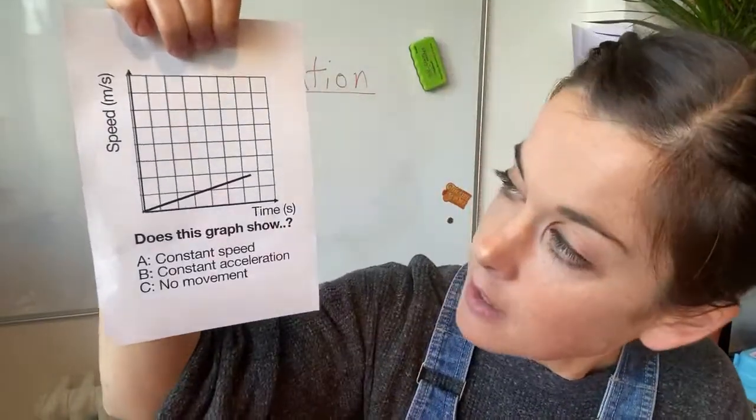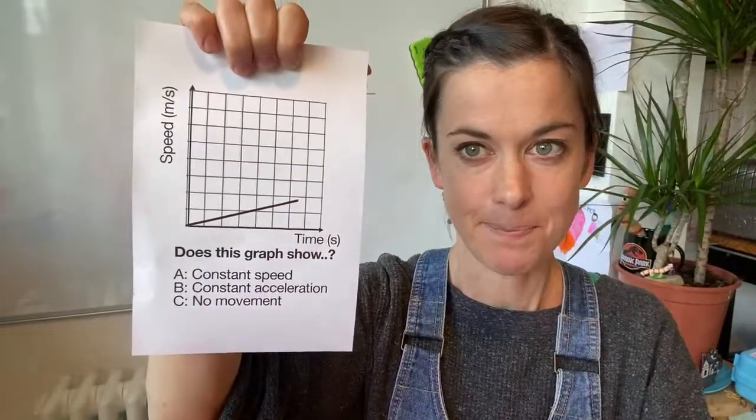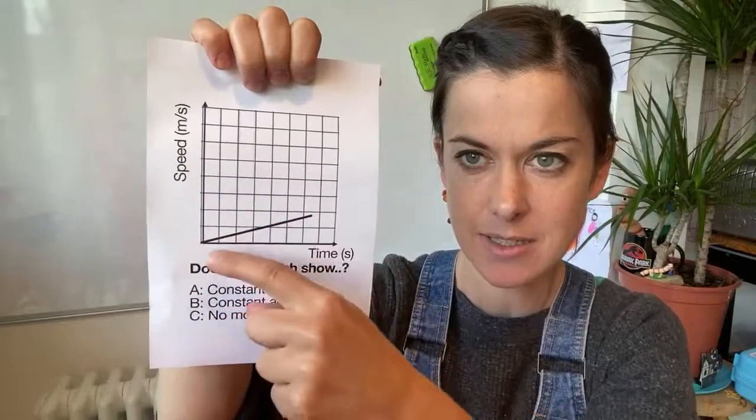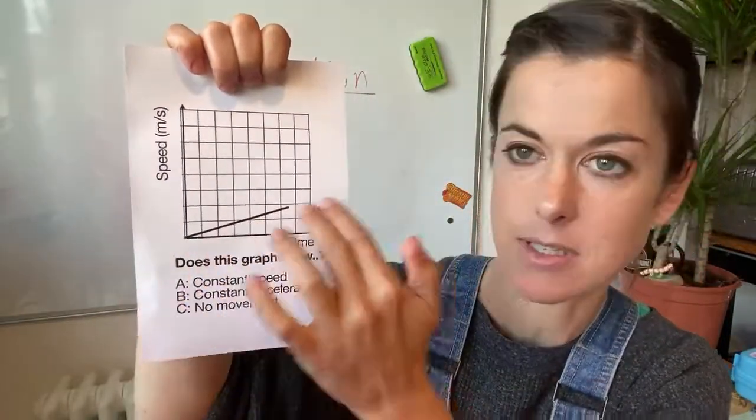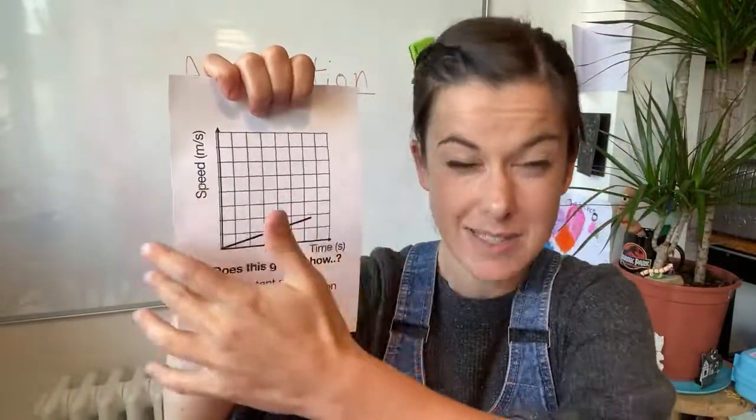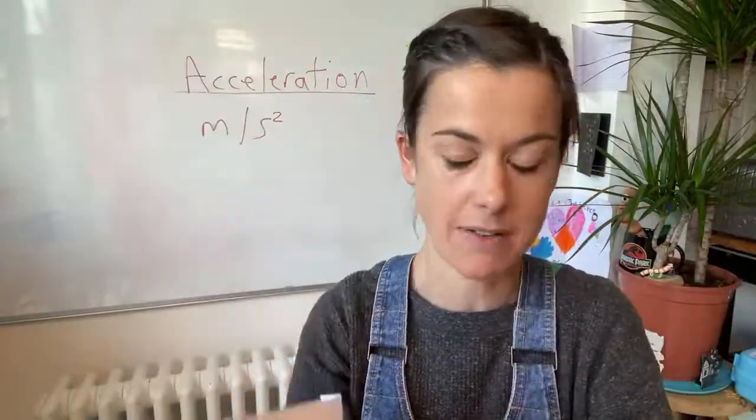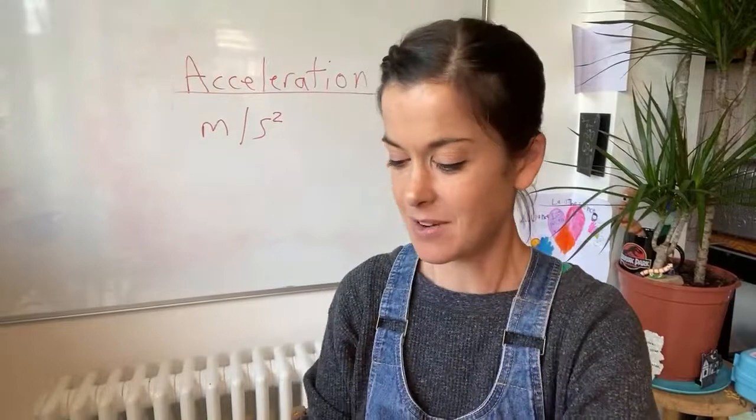The answer is constant acceleration. Yeah, speed is changing as time goes by, but it's changing at the same rate every time because it's a straight line. Straight line on a speed time graph, constant acceleration. Well done. Well done for sticking with those.